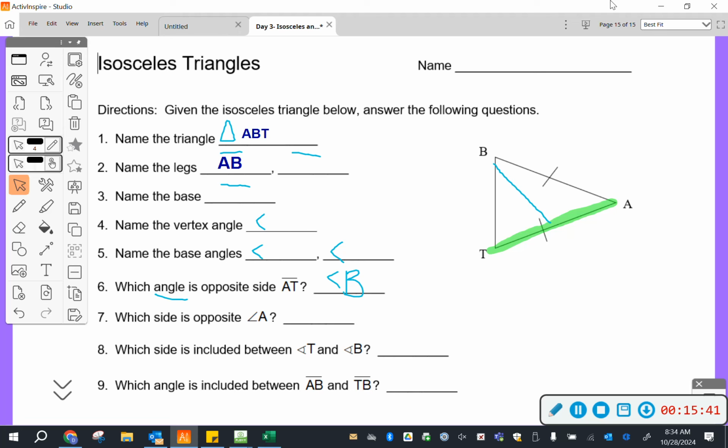It's asking about the opposite side of A. Opposite means across. Which one? There it is. It's directly across from me. Name the base. Go directly across. Opposite side.